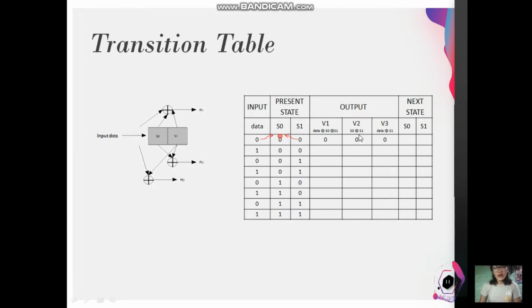Now that we know our outputs, what will be the next state? Based on the present state, we can determine our next state depending on the input data, because the input data is shifted to S0, the content of S0 is shifted to S1, and the content of S1 is shifted out and then discarded. Now, if the data is 0 and S0 and S1 are 0, then the next state will be 0. So this is how it works.